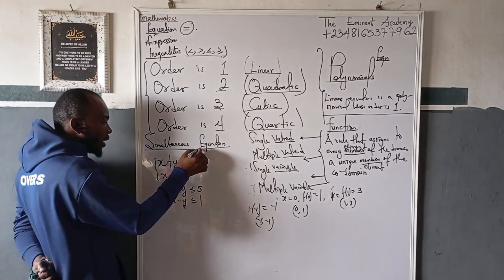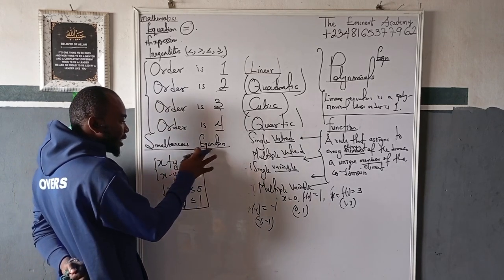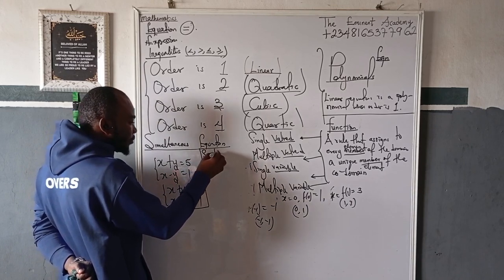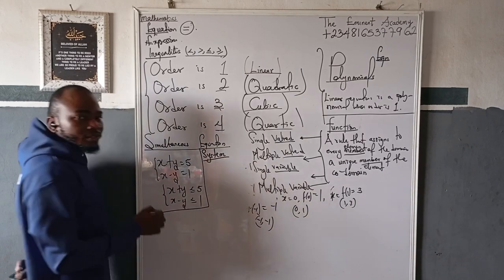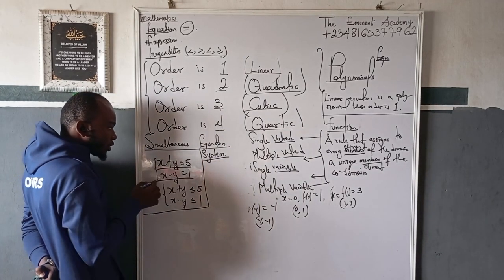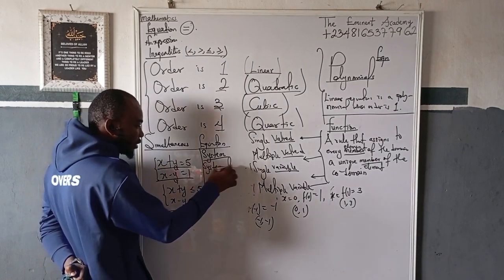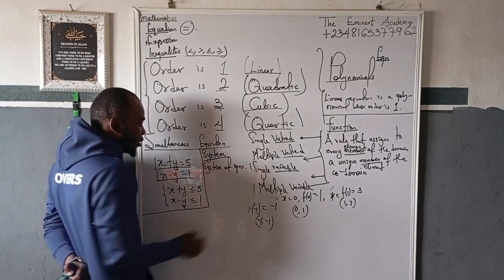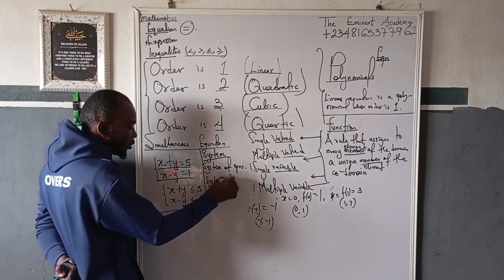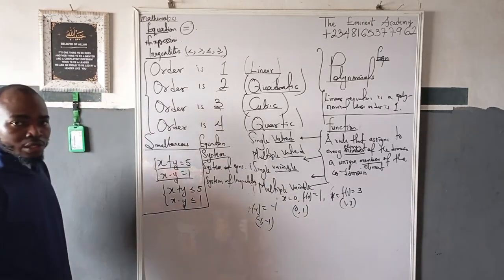But don't forget that when we have two or more things that have something similar, we can call them a system. So with that, I can call this simultaneous equation a system of equations. This can as well be called a system of inequalities. System of equations and system of inequalities.